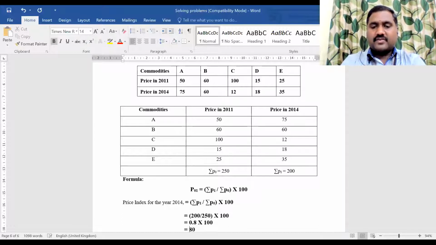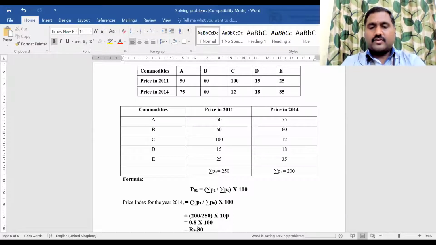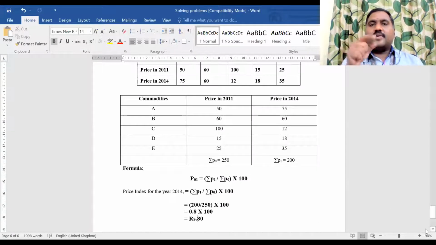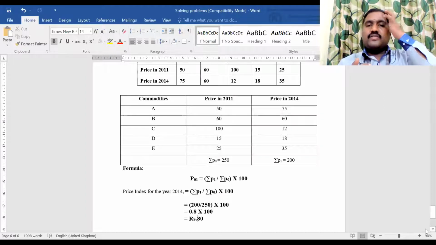That means rupees 80. You can mention the unit also. Sorry, I just didn't inform you of that. In the construction of index numbers, I told you no relative terms, only quantity should be mentioned. So rupees 80. The price index of the year 2014 is rupees 80. That's it.